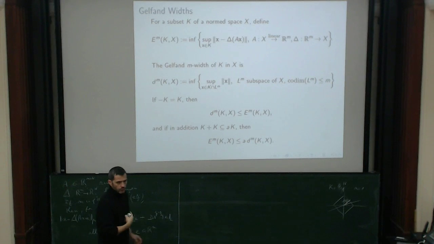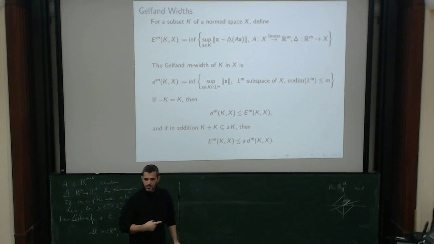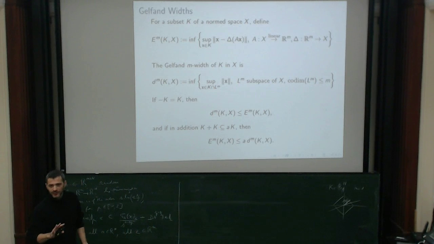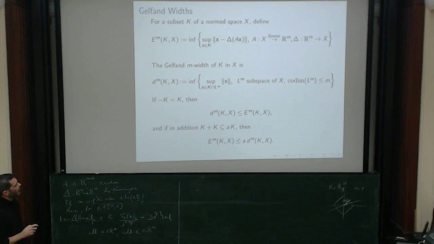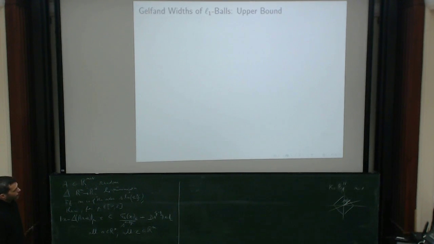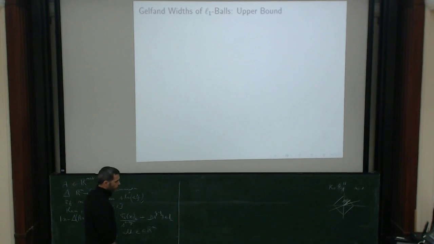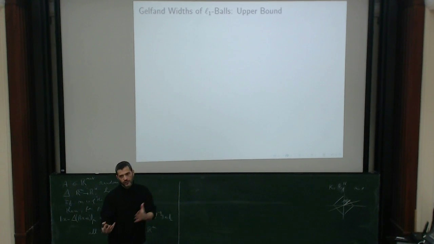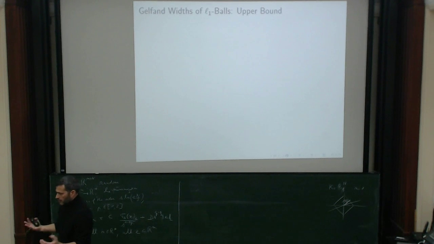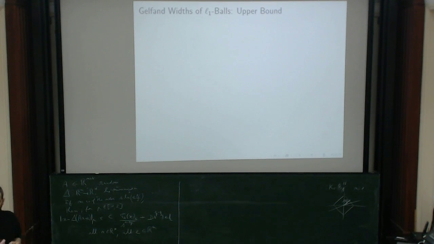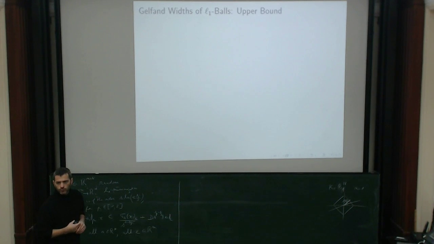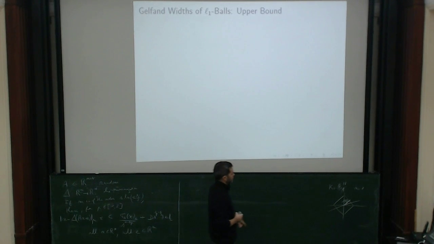Right. I am not going to do that proof, except maybe at the very end if you ask me, but I don't think I will have time. All right, so if we want to understand the compressive sensing width, we just have to understand the Gelfand width and vice versa. Okay, so the first thing we can do is to find an upper bound for the Gelfand width of L1 balls, right? So from now on, K is the L1 ball.